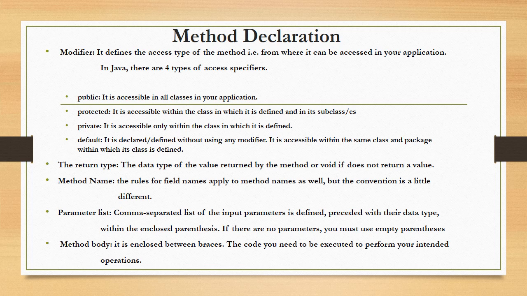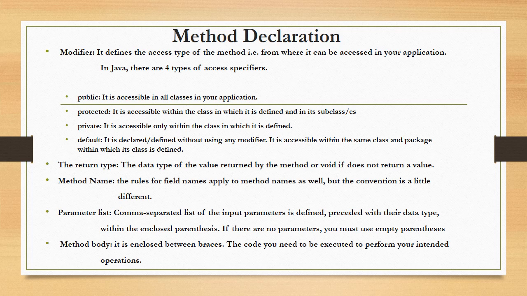Public means open to all. That means it can be accessible to all the classes. Protected means within the class in which it is defined and in its subclasses. Now when we write private, it means within the class only. That means outside the class, the method cannot be used if it is a private method of the class.